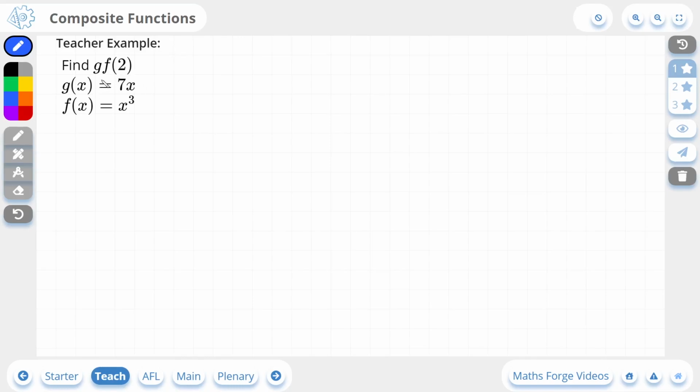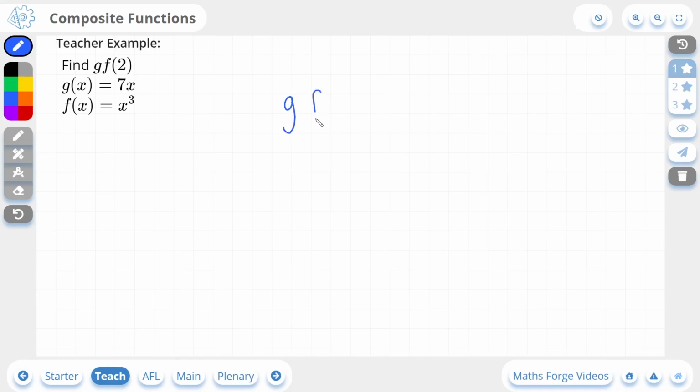A composite function is essentially a function of a function. So here we have the function g of x, which is equal to 7x, and then a different function f of x, which is equal to x cubed. And we're being asked to find g of f of 2. So how does this work?